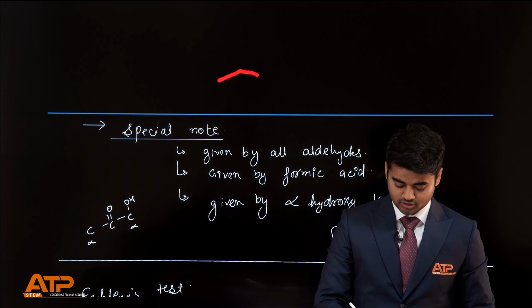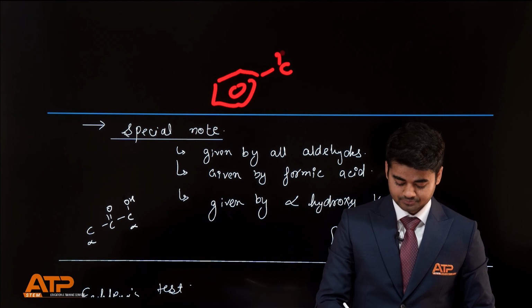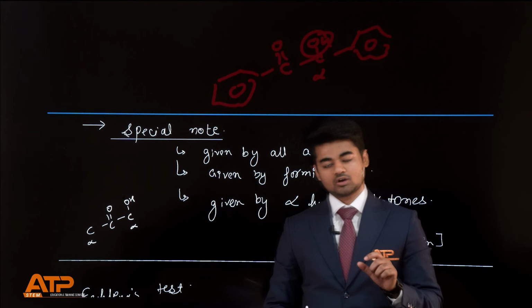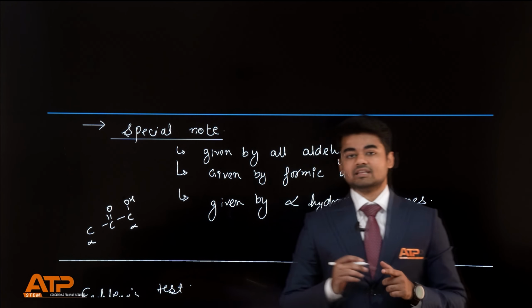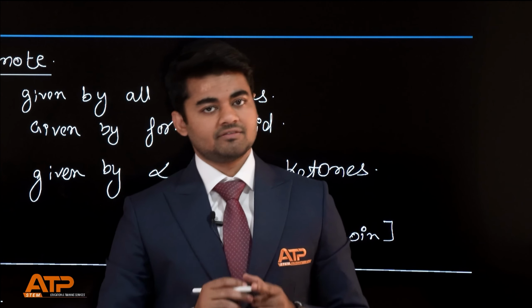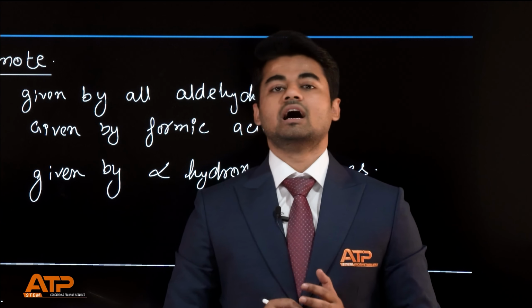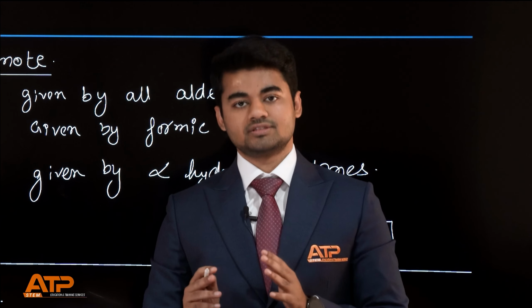If you remember the structure of benzoin, it was something like this. OH here and then again benzene. So at the alpha position we have OH present. So yeah, this is the special mention. It is given by all the aldehydes without any exception. It is given by formic acid and alpha hydroxy ketones.